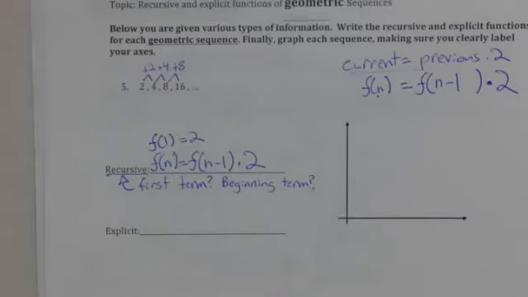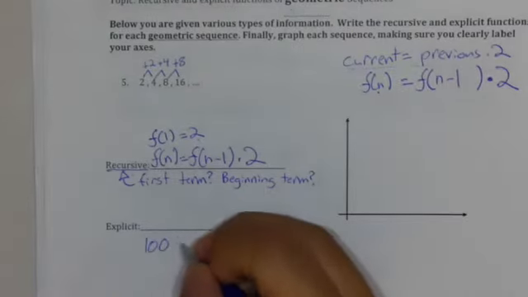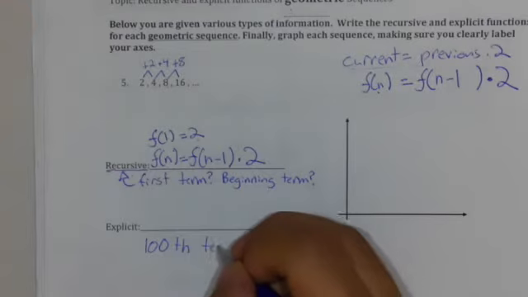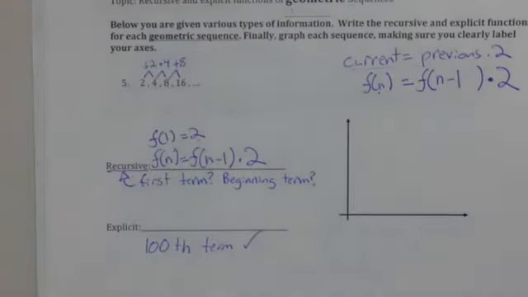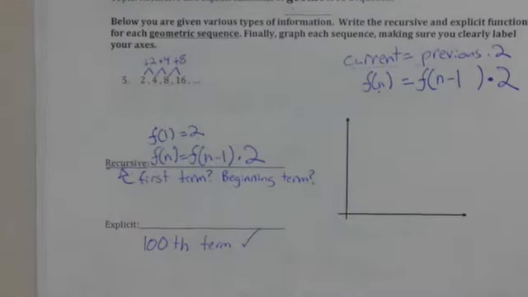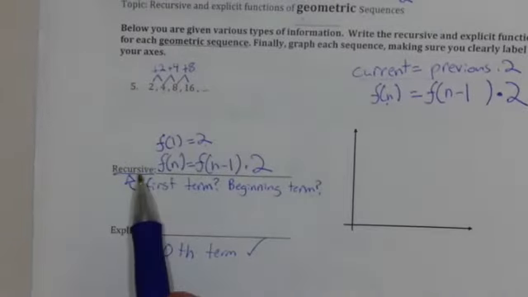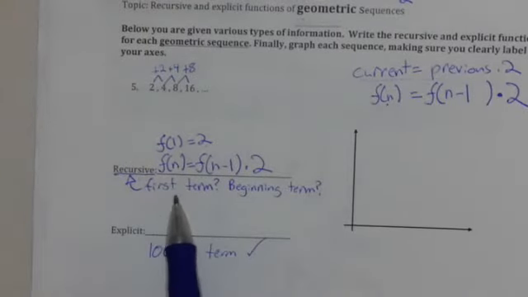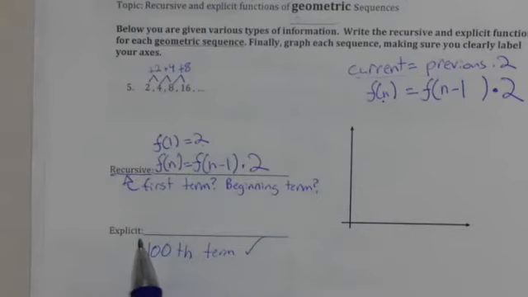Okay. For the explicit, this is going to help us find our value, our output, no matter what value or whatever term we're trying to hunt down. So if we wanted the 100th term, we got it. If we wanted the 1000th term, we got it. Main difference here is that with recursive, we need the very first term or the beginning term. But with explicit, we can plug in any number and we can get our output.